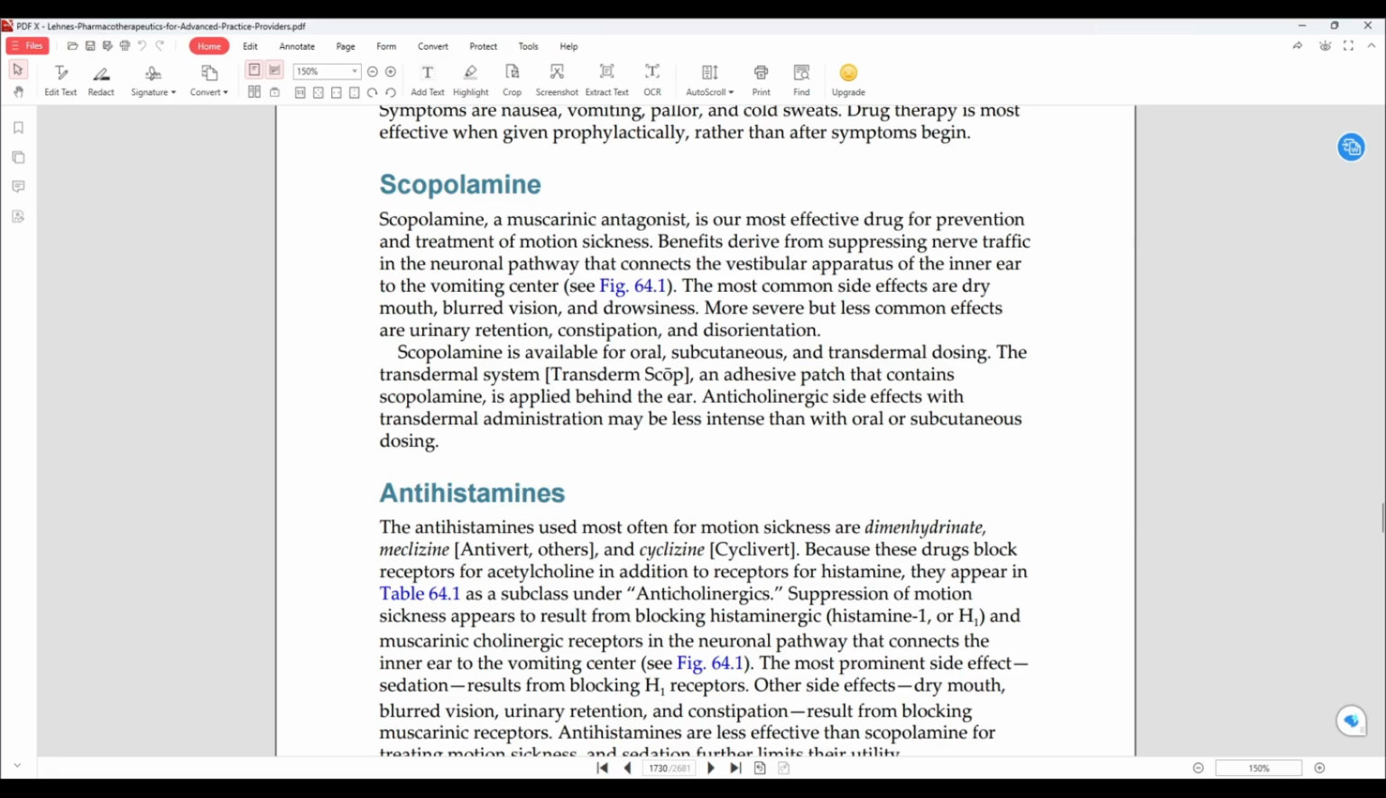More severe but less common effects include urinary retention, constipation, and disorientation. Scopolamine is available in oral, subcutaneous, and transdermal dosing. The transdermal system, an adhesive patch that contains scopolamine, is applied behind the ear. Anticholinergic side effects with transdermal administration may be less intense than with the oral or subcutaneous dosing.